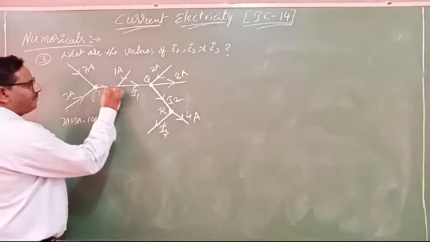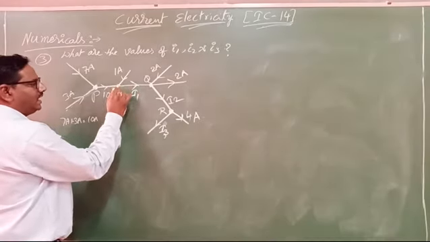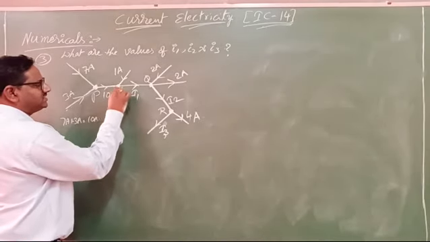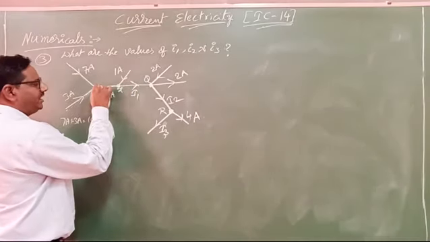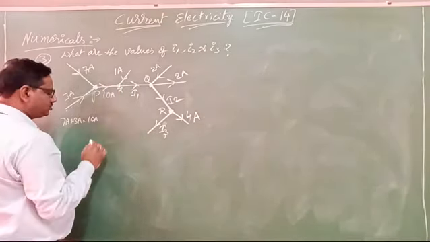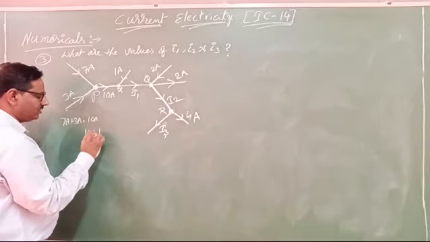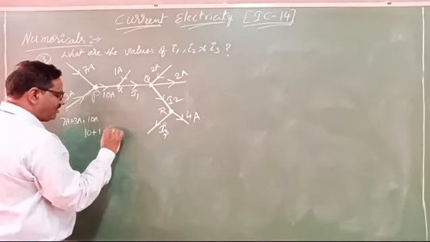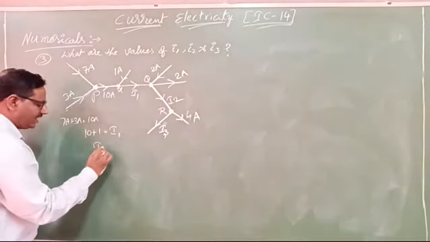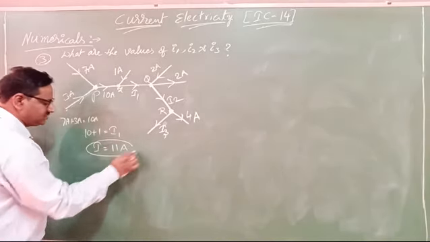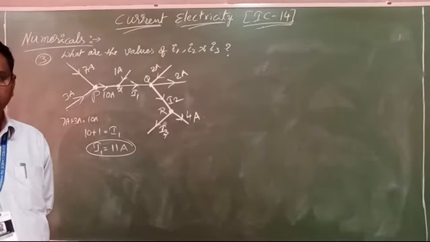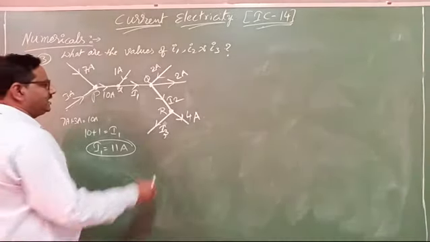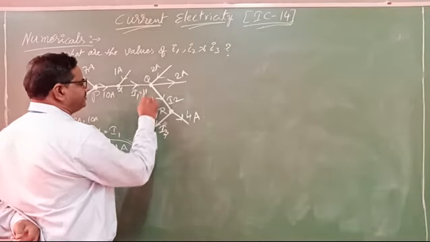Now this 10 ampere will come this side, and here also there is one more junction. Okay, now it is entered, this is also entered. So 10 plus 1 equal to I1. Then I1 equal to how much? 11 amps. This is the first answer. What are the values of I1, I2, I3? In that, I1 how much? 11 amps.